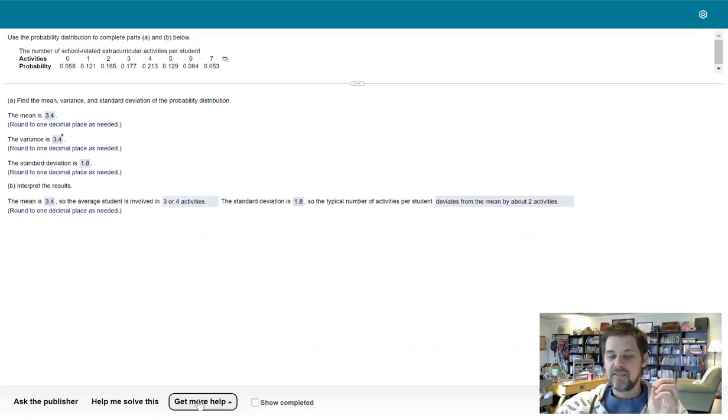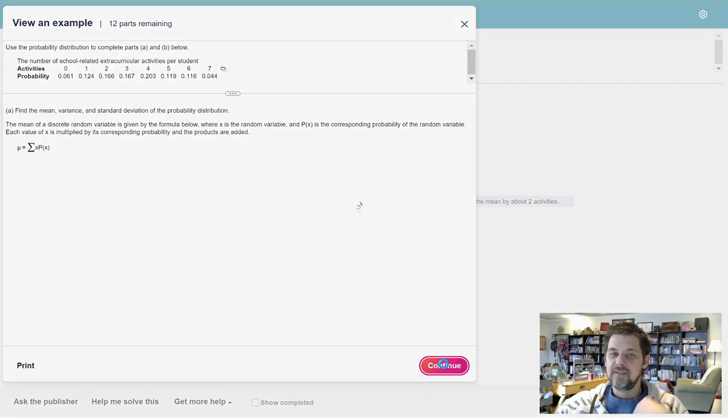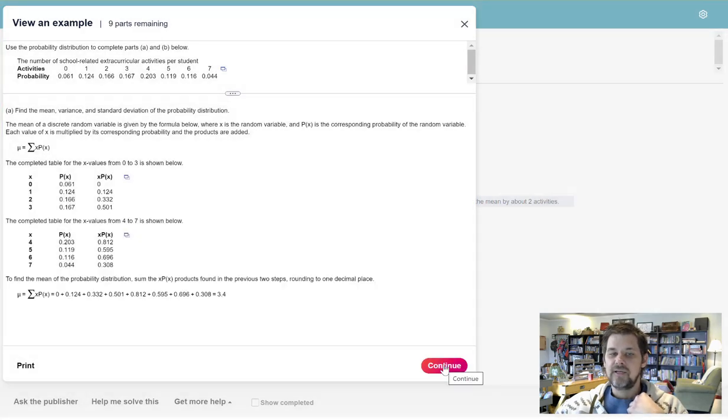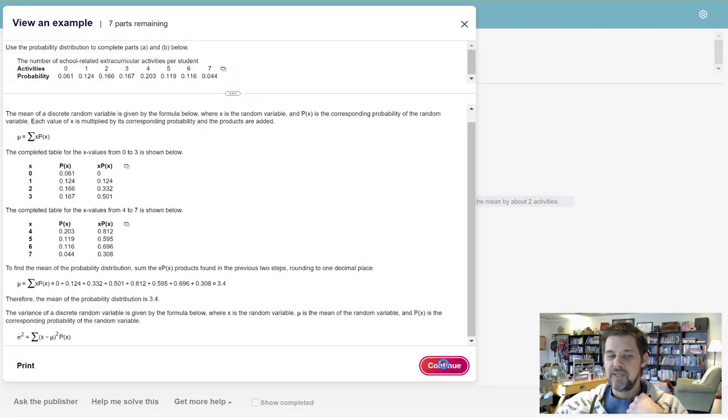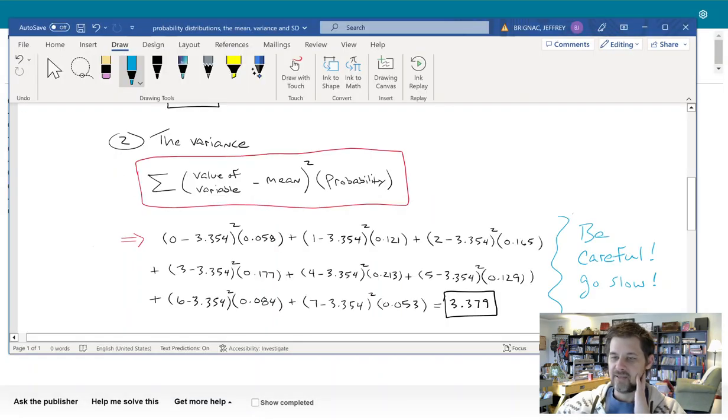If you look in the view an example, you might find a little bit easier way to organize what I just told you. I just wrote it all out, but here, notice right here, here's the formula that I have. It's like this table calculates each portion of it together, all in one place, and then separately adds everything together. I don't really know if you would find that easier to do or not.